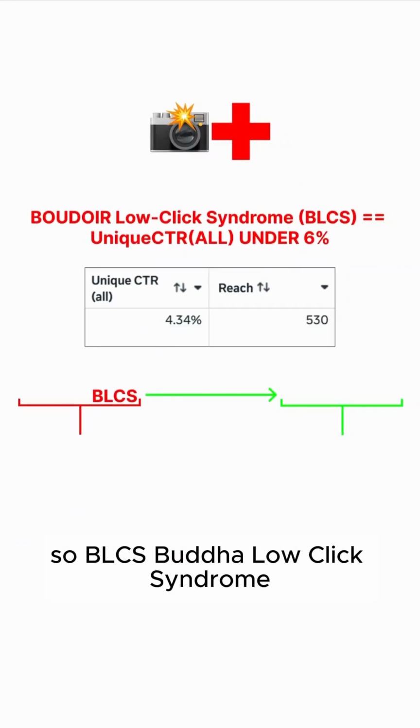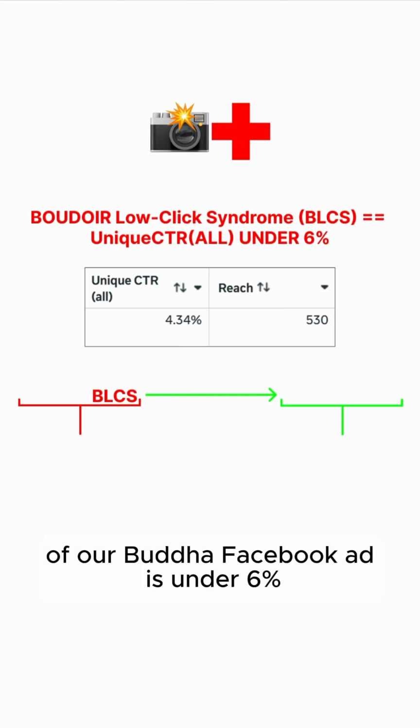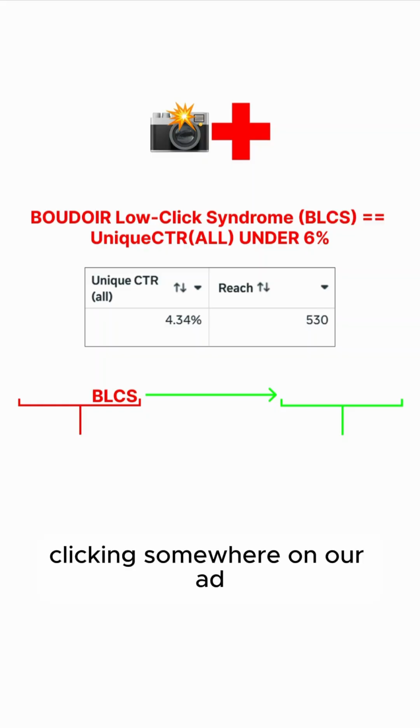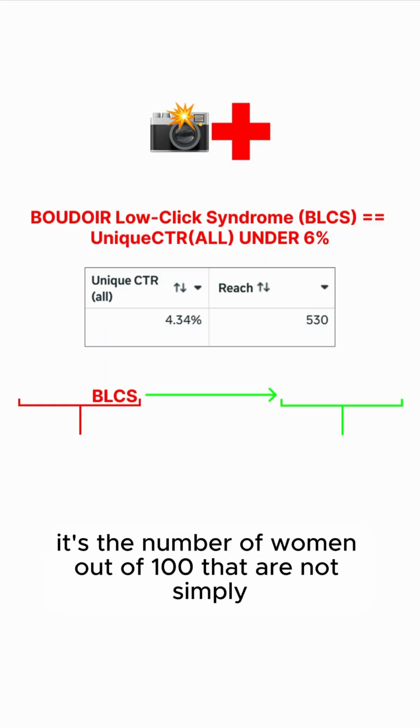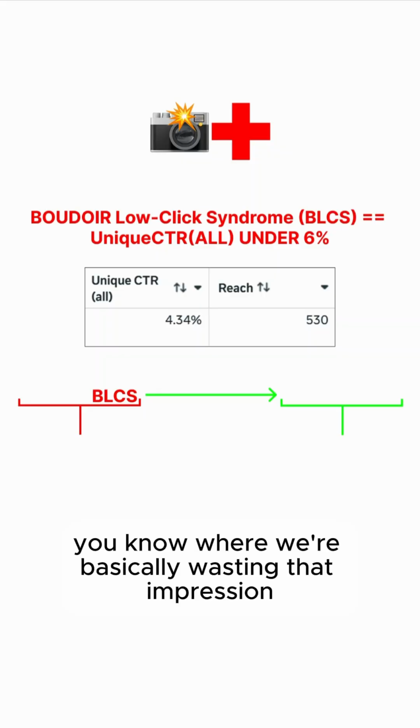BLCS, Boudoir low click syndrome, is when the unique CTR on our Boudoir Facebook ad is under 6%. So this means fewer than 6 out of 100 women are clicking somewhere on our ad, aka it's the number of women out of 100 that are not simply scrolling right on by, where we're basically wasting that impression.